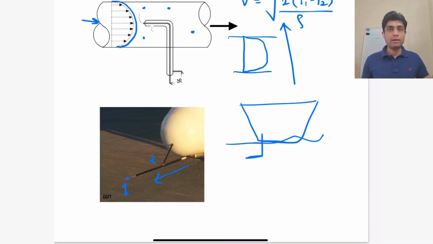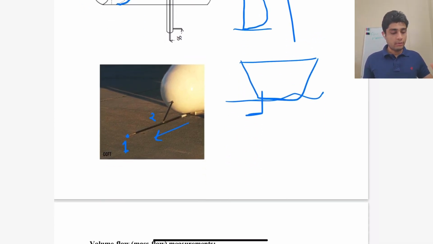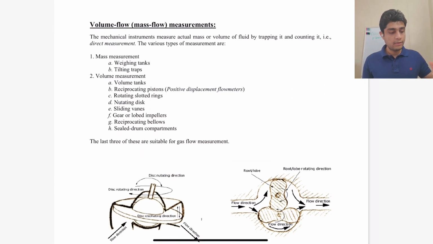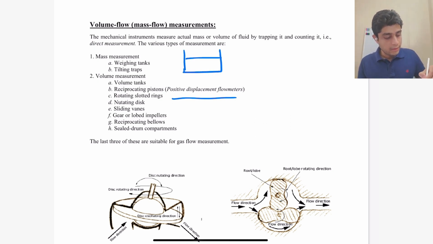Now this was local flow measurement, but how does the gas pump or your household water meter count the gallons of fluid that has passed? So this is done by using something called direct measurements or positive displacement flow meters. So I'll first talk about direct measurements. Direct measurement is something like you just collect the fluid in a tank, and you can either weigh this fluid or you have markings for volume in the tank, and from there you can just find out how much fluid is there.